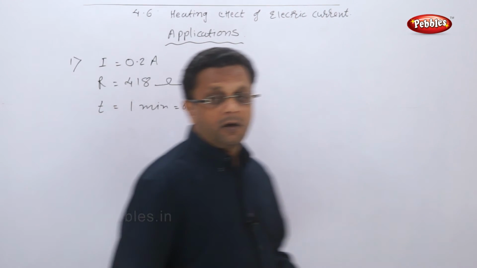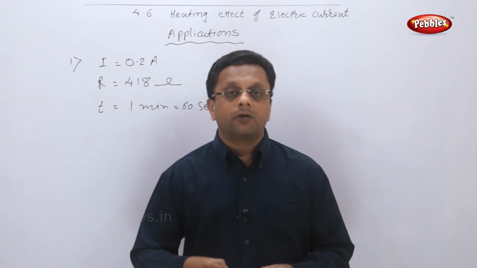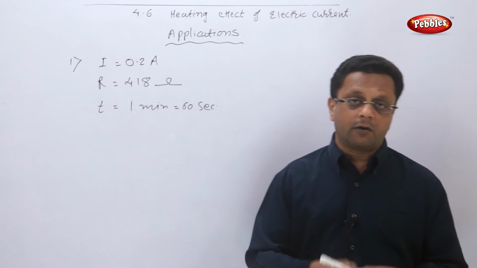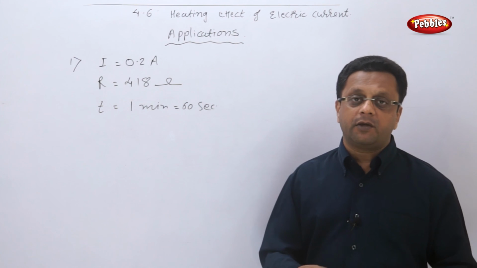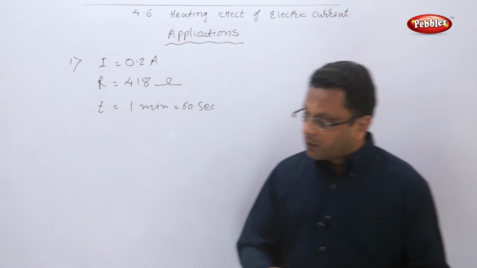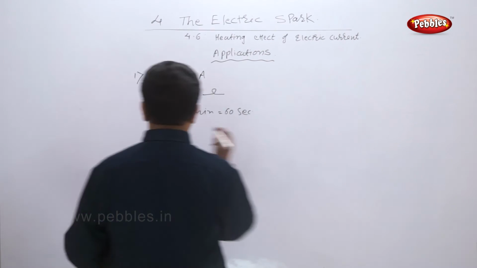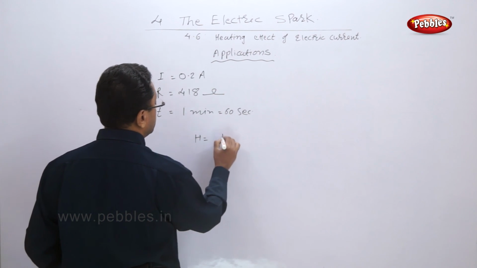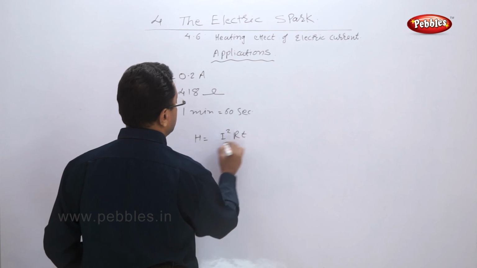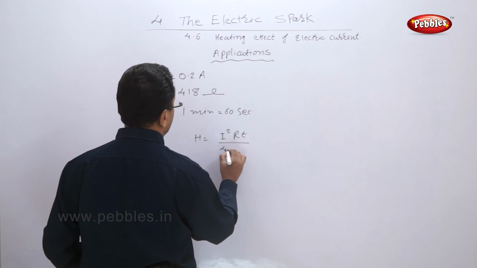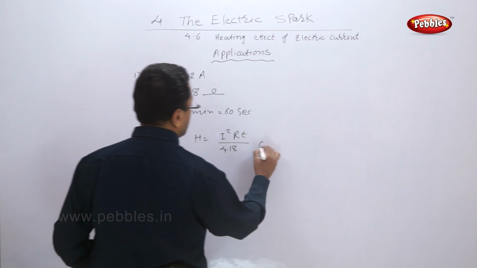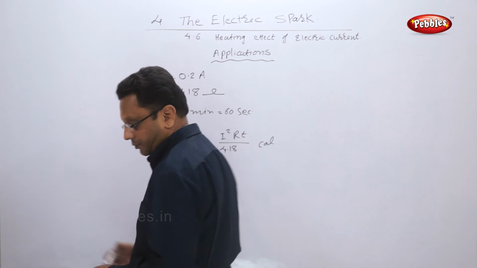Mind well, this must be in SI system. So if they give in minutes or hours, you have to convert them into seconds. Now we know the formula. H, heat generated, is equal to I square RT upon 4.18 calories.